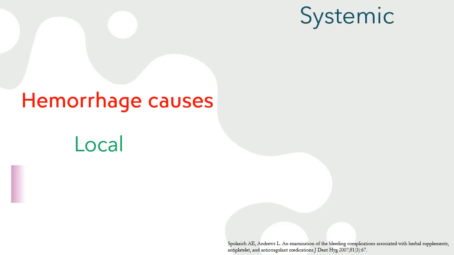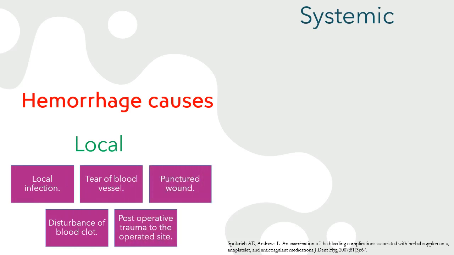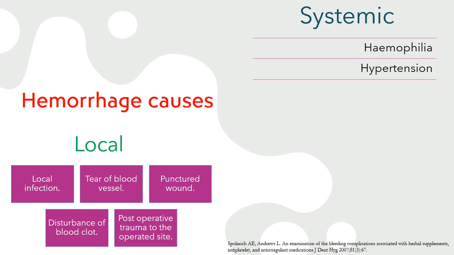Coming to the causes of hemorrhage, this can be either local or systemic causes. The local causes are either infection or injury or trauma, which would tear or rupture the vessel wall and disturb the clot. Whereas the systemic causes include hemophilia, hypotension, individuals on anticoagulants, vitamin K deficiency, low levels of platelets, and liver disorders.